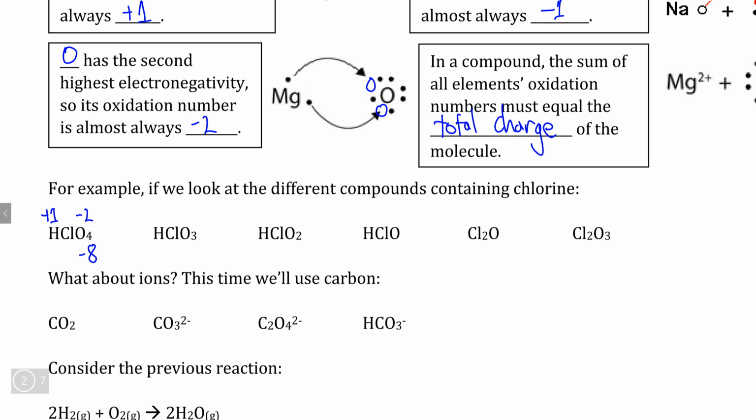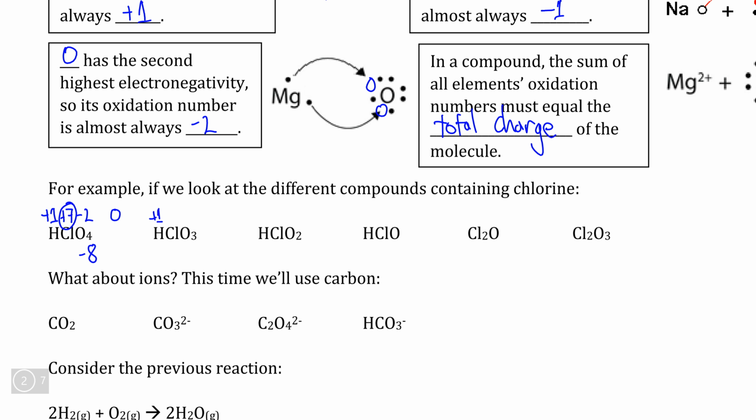Now, we know that perchloric acid doesn't have charge, so its total charge is 0, which means the oxidation number of chlorine must be equal to a number that adds to +1 and -8 in order to give us 0, which means that its oxidation number would be +7. Now we can see that depending on the number of oxygens and hydrogens within the compound, this actually changes.